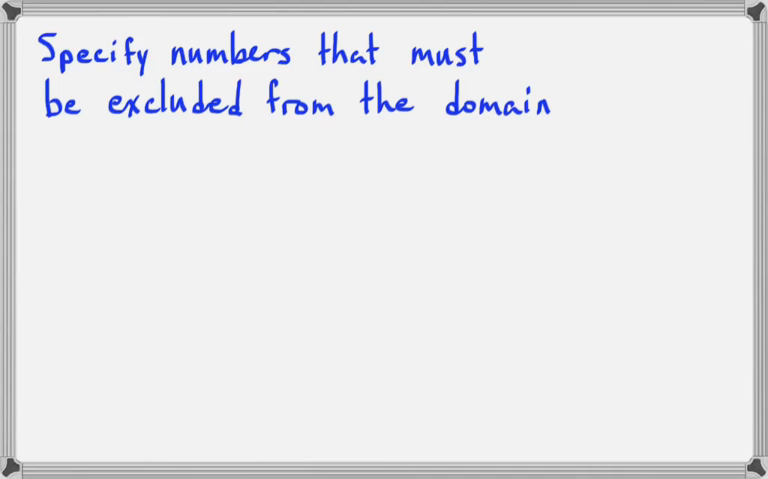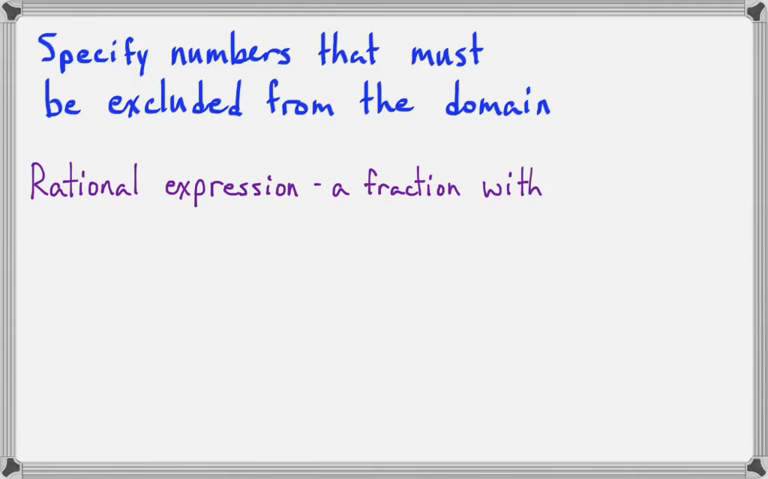In this lesson, we're going to learn how to specify numbers that must be excluded from the domain. We're about to talk a lot about rational expressions. And a rational expression is simply a fraction that has a variable in the denominator.